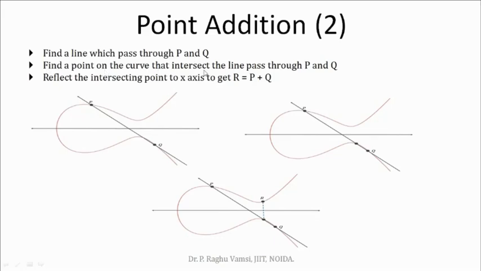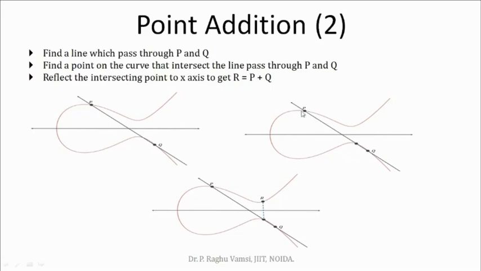Find a point on the curve that intersects the line passing through P and Q. Just to identify a point on the curve where this particular line will intersect it. Here in this area there is no curve, but the first time the line passing through P and Q touches the curve, it is touching here. So that is the point we are going to take.